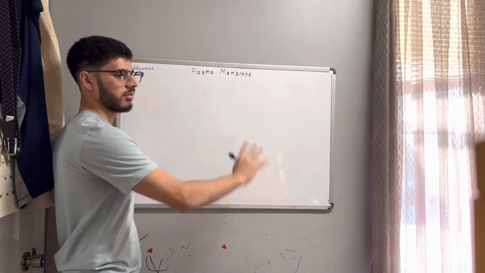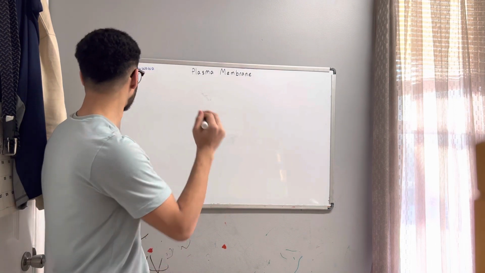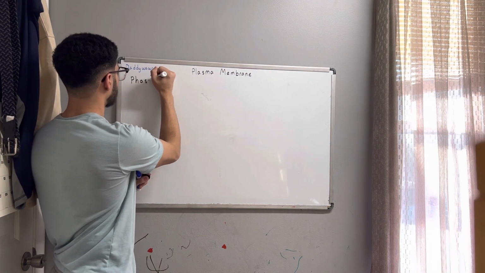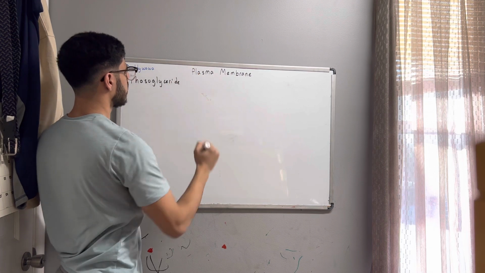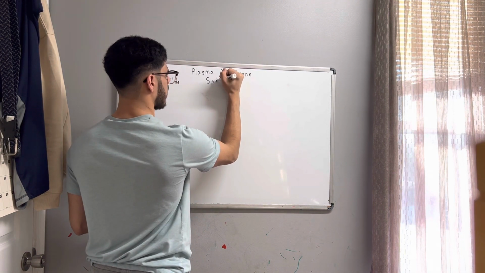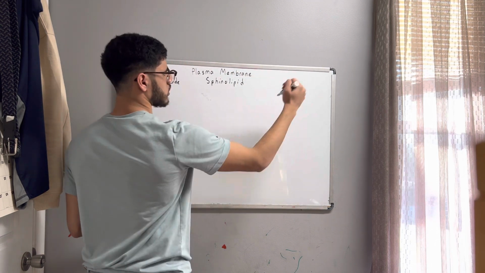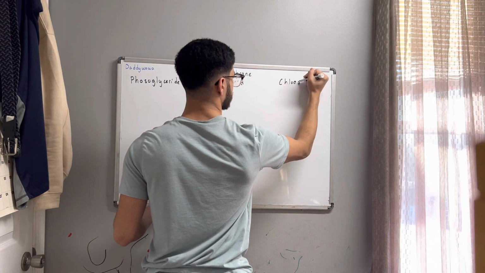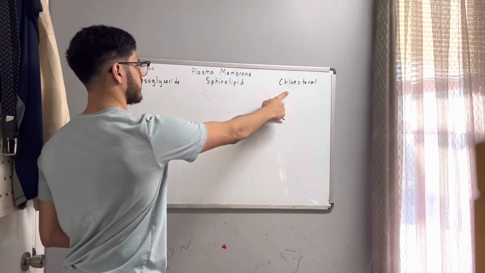Alright, so we have the plasma membrane, which consists of three types of lipids. The first one would be phosphoglyceride. And the second one is the sphingolipid. I don't know if I'm pronouncing these right, but whatever. And the last one is cholesterol. Yeah, I think that's how you spell it.